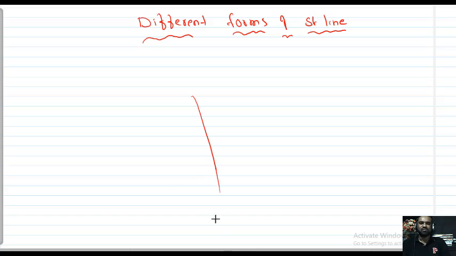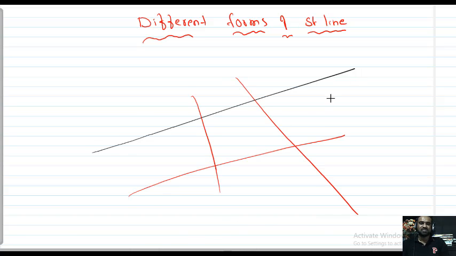For example, this is a coordinate plane. This is one straight line. This is another straight line. This is another straight line. You can draw infinitely many different types of straight lines. Now we want to find what is the locus equation of this straight line.